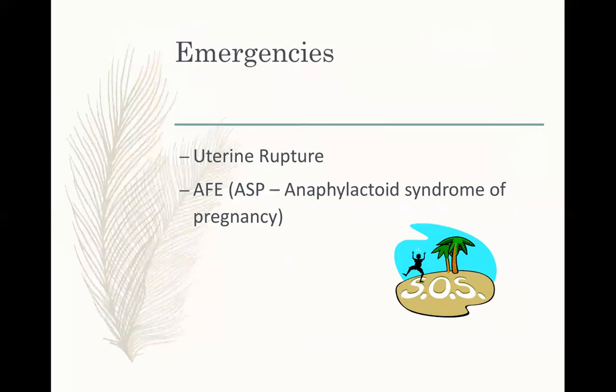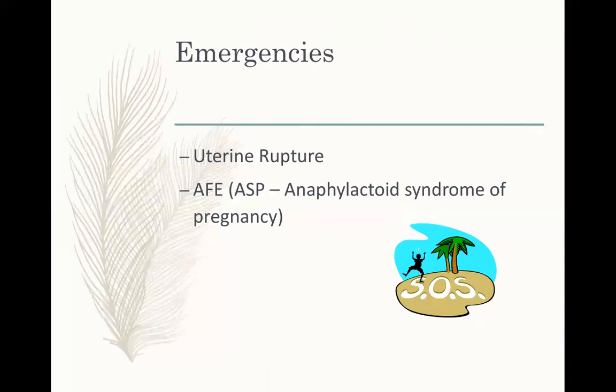So some other emergencies that are more maternally related than specifically fetal is a uterine rupture. Now, uterine rupture is going to have a significant impact on both the baby and the mom. And mom's going to be at risk for hypovolemic shock and is going to need some significant blood.